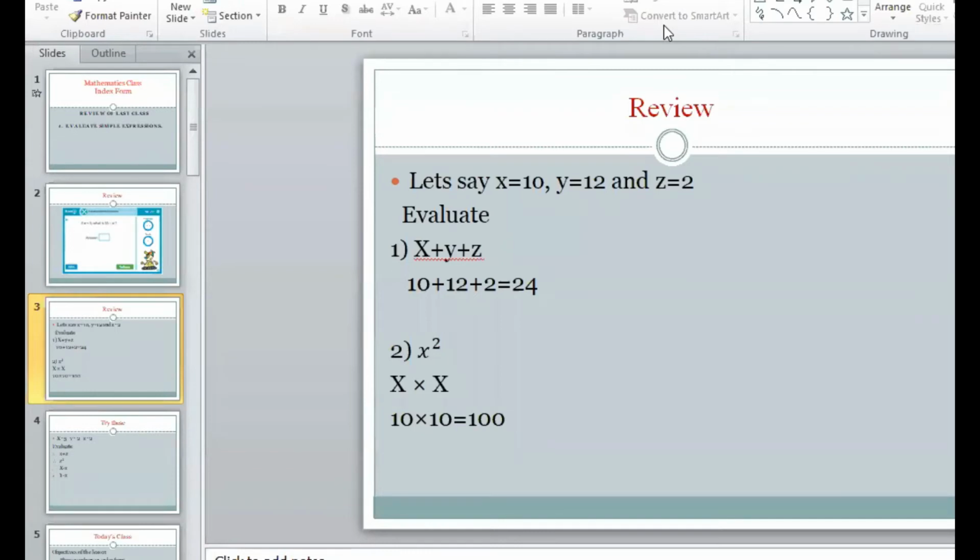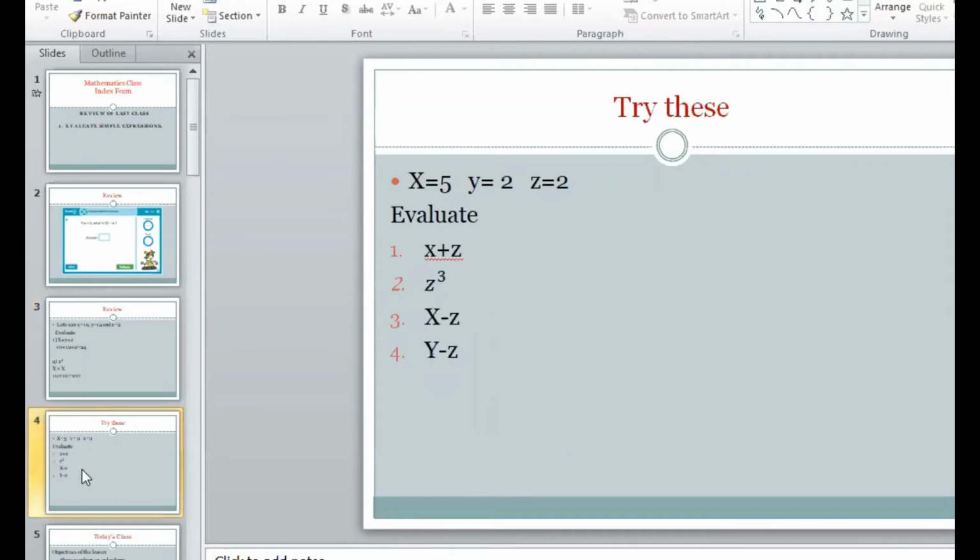All right. And then the last one we said is Z plus 6. Is that what I said? Yes, miss. So Z is 2. 2 plus 6 will give me 8. Very good. So why don't you try these for me? Try the set that I have on the screen. If X is equal to 5, Y is equal to 2, and Z is equal to 2. You have to find X plus Z, Z cube, X minus Z, and Y minus Z.